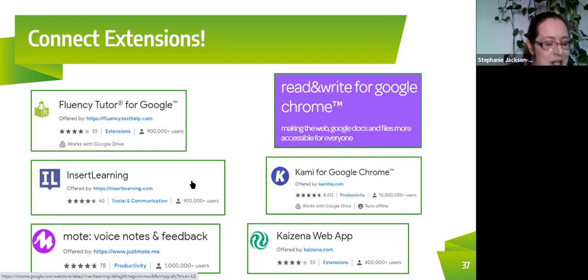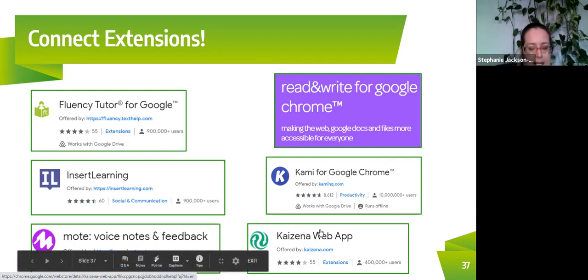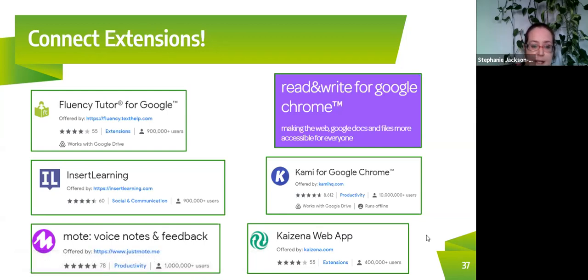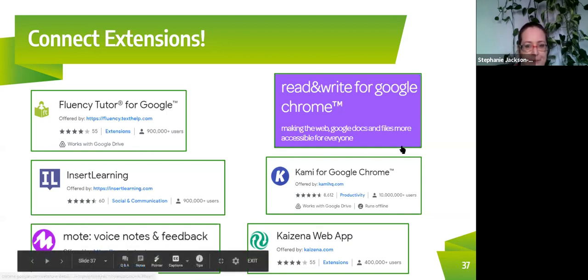Cami for Google Chrome. So if you really love marking by hand and typing out the comments is just not doing it for you, or maybe the kind of assignments you're doing, you'd like to be able to circle and draw on something the students are sharing with you, Cami for Google Chrome is going to allow you to do that. And then these last two, Mote and Kaizena, are for adding voice feedback. So instead of written comments, maybe you're going to add some voice comments. So again, when you're teaching a second language, that can be super, super helpful.